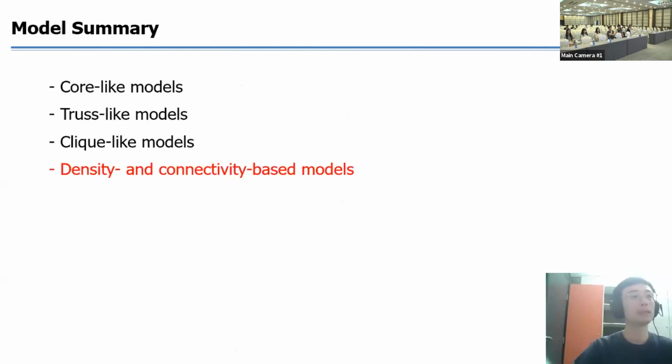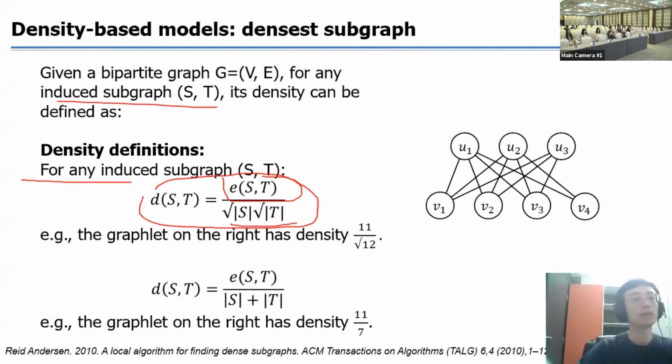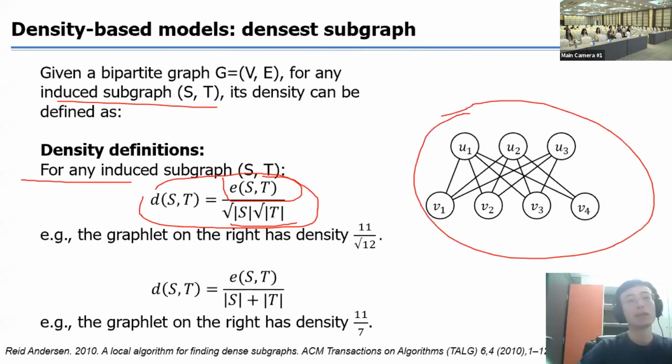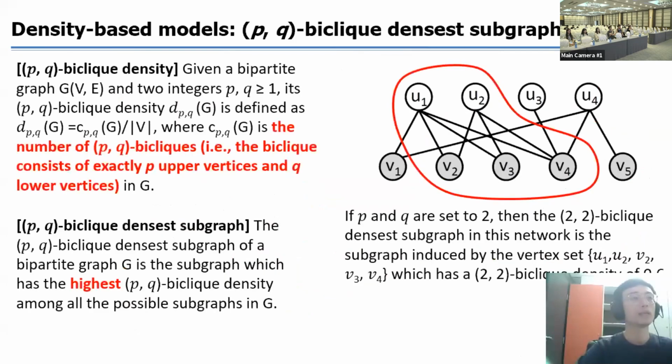Next, I will introduce the density and connectivity-based models. There are several metrics to define the bipartite graph density. For example, given a bipartite graph G, for any induced subgraph S, T, we can define the density like this. We can use the number of edges divided by the square root of the number of vertices. In this example, if we use such a metric, we can compute this density. Another way to define density is using the number of edges divided by the number of vertices. If we compute the density using this metric, we will have a different result. Another way to define density is based on the concept of the p,q-biclique.